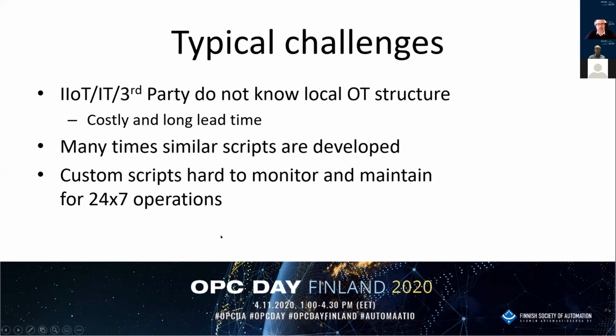Many times similar scripts are developed, and what we also see is that custom scripts are hard to monitor and maintain for 24/7 operations. So suddenly the analytics model is not trained because the ingestion has stopped for some reason, or the decoding has stopped. And then it's a lot of work to get it back. So they are not that robust yet, because OT has a lot of experience in building robust applications.